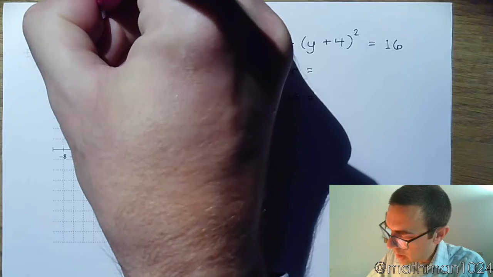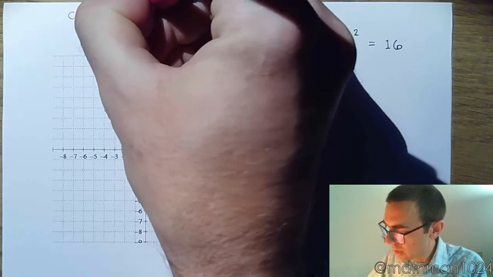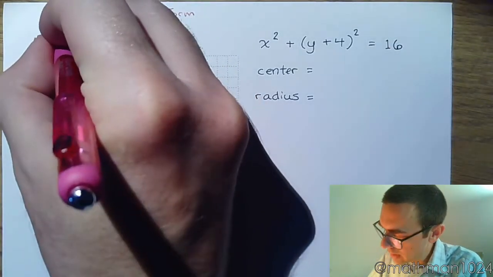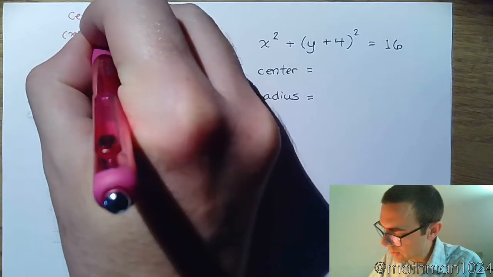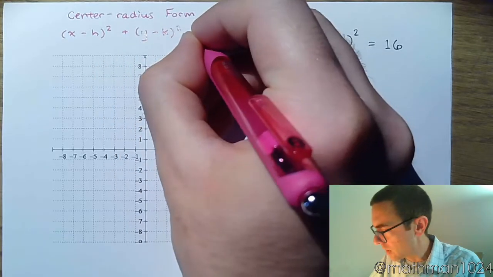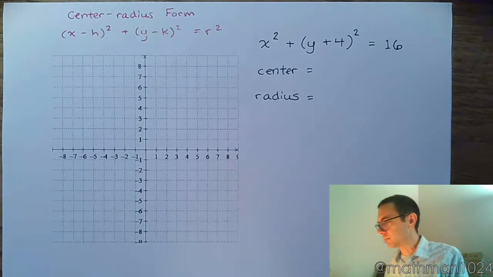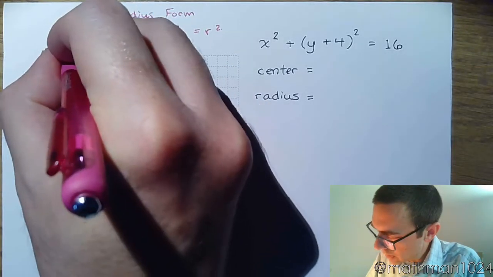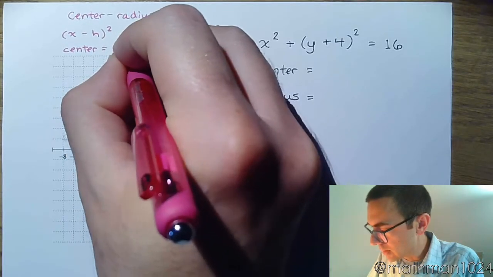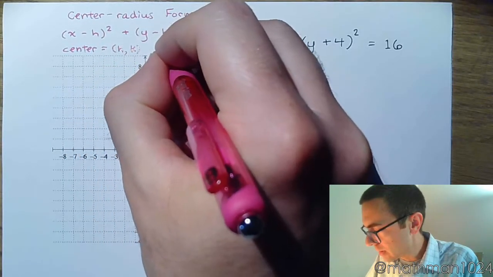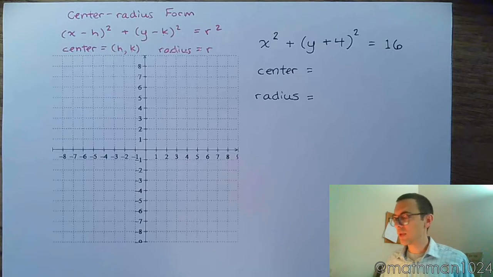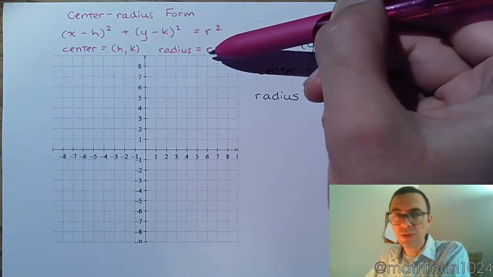Here, our equations are in what we call the center radius form. In the center radius form, it looks like this: (x - h)^2 + (y - k)^2 = r^2. And from here, if it's in this form, we very easily, quickly get the center (h, k) and the radius, which is just r. Now you've got to be careful about this because you see this says r squared, but your radius is just going to be r.